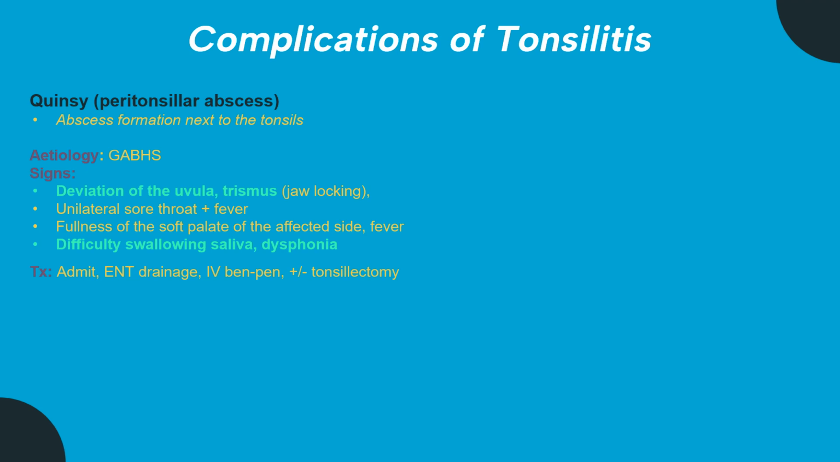So when you're having that unilateral sore throat, trismus more on one side and the deviation, then you're thinking, oh, what's this unilateral cause here? It could also cause dysphonia and difficulty swallowing saliva, as well as a fullness of the soft palate on the affected side. Fever is also common, particularly in the case of a spreading infection.